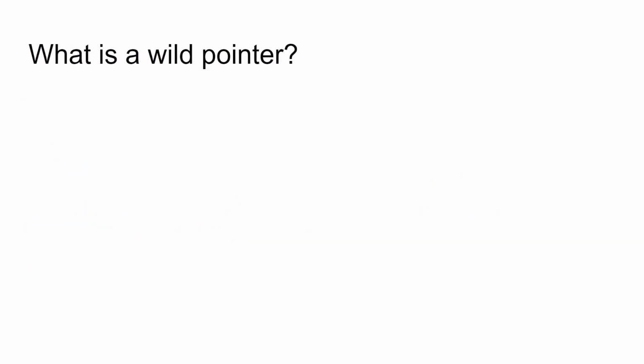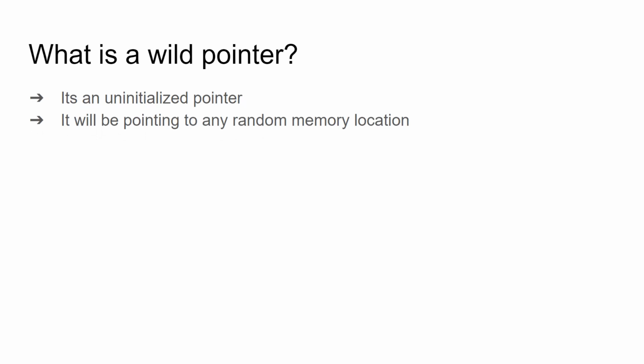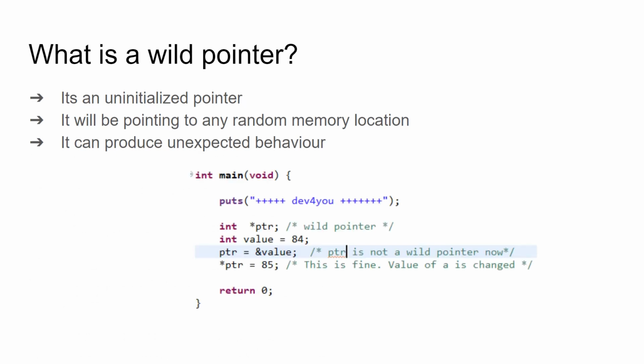The next question is, what is a wild pointer? A wild pointer is an uninitialized pointer. When you don't assign any value to a pointer, it will be a wild pointer, and it will be pointing to a random memory location, and you can see unexpected behavior in your program. Here you can see I have a pointer named ptr, and at the start I have not initialized it with any value, so it is a wild pointer. But when I have assigned a value, it is not a wild pointer anymore, and it is pointing to a variable which has a value of 84.